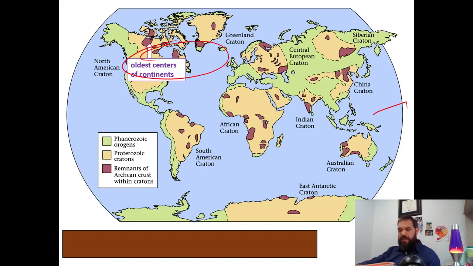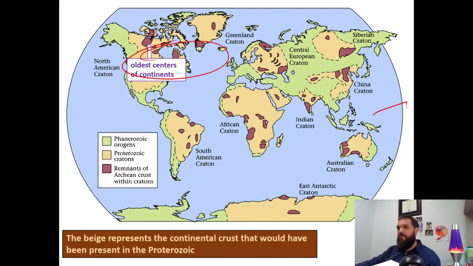Greenland and in Canada. Okay, so the beige color, on the other hand, represents continental crust that would have been present in the Proterozoic, okay, but maybe not in the Archean. So you have Proterozoic cratons there. Okay, so remember, Proterozoic would be Precambrian as well. Precambrian refers to anything before the Phanerozoic. So it's basically the three previous eons.